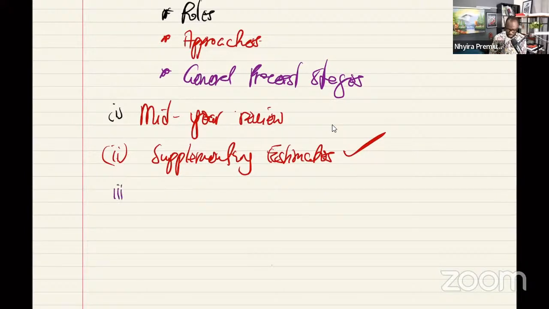So the mid-year review and supplementary estimates, we must know about that. Then virement, we must know about the concept of virement. Virement has to do with using money that is approved for a certain expenditure for another expenditure item. There are principles that govern virement.